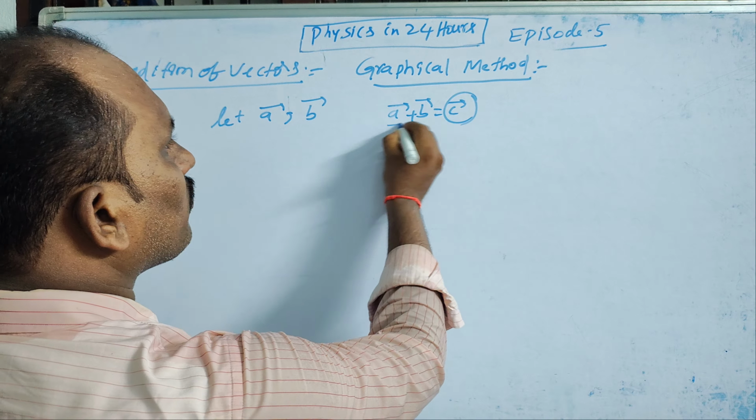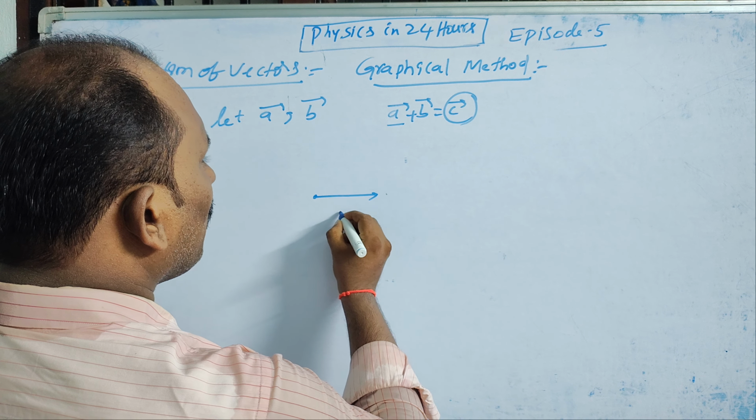Let us say, guys, what is the first vector? A bar. A bar we have to take here.